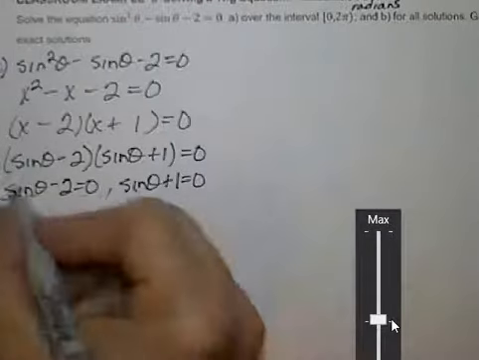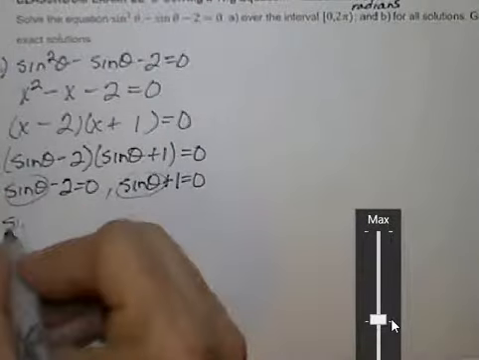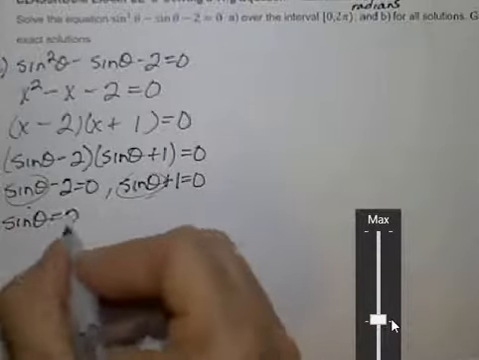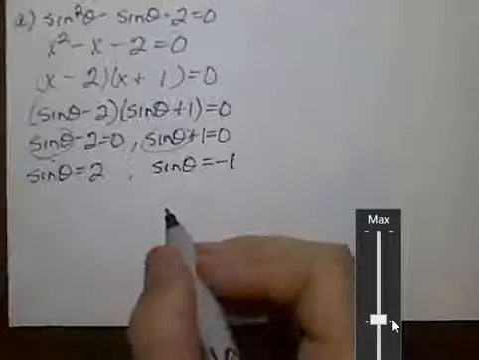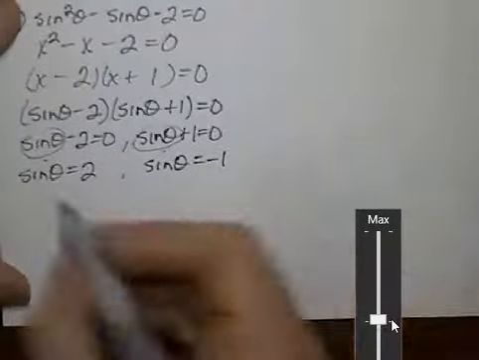And then solve each one of these for the sine of theta. For this one we get the sine of theta equals 2. This one we get the sine of theta equals -1. Now we're ready to use our inverse trig functions.